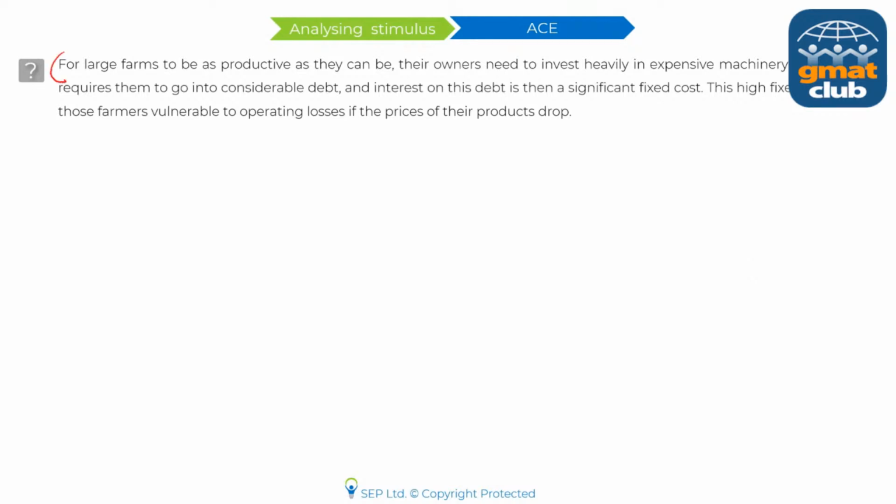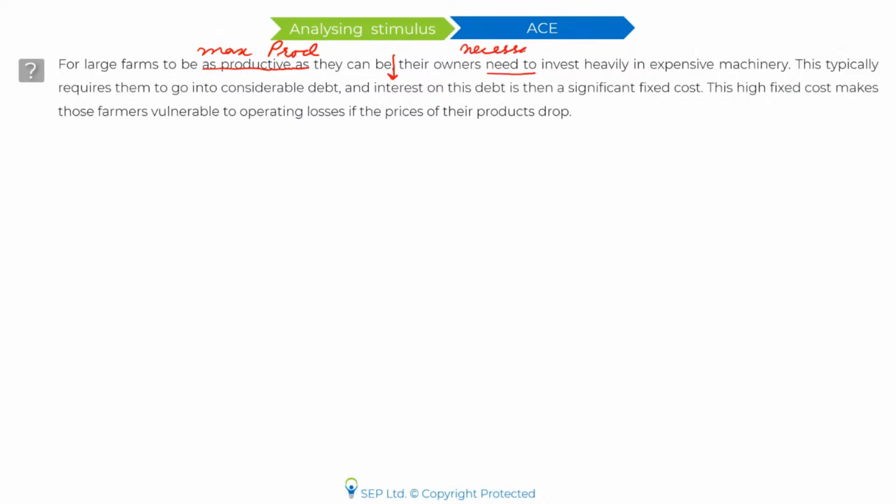Now, the first sentence starts from here till here, but I'm not going to read that full line in one breath. I'm going to break it down in small chunks so that I don't miss any information. For large farms to be as productive as they can be, I'll stop here and ask, what does this segment of the sentence mean? Here we are talking about a condition for large farms to be as productive as they can be, which means if large farms want to maximize productivity, it's not about increasing productivity, it's about maximizing productivity. Their owners need to invest heavily in expensive machinery. Look at the language, need to. Need to tells me that we are looking at a necessary condition. And all these things I'm noticing because I am reading in small segments.